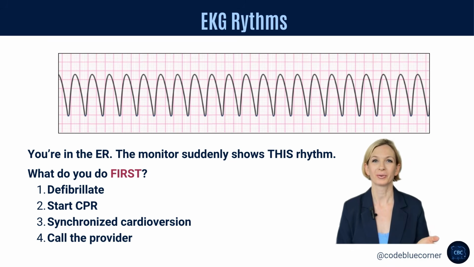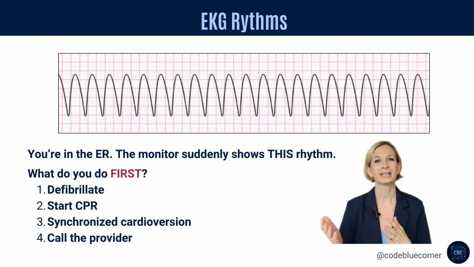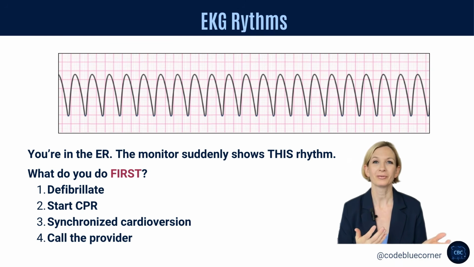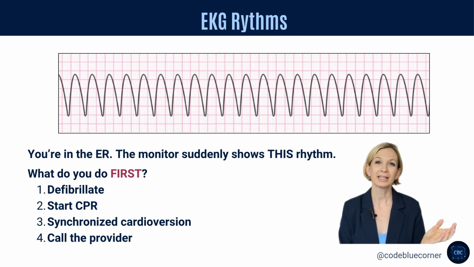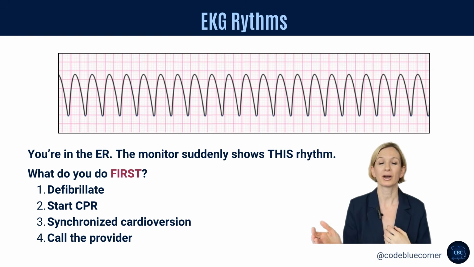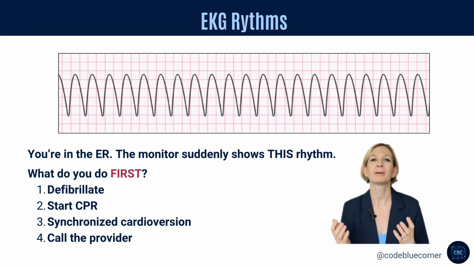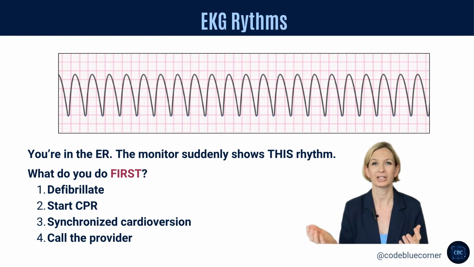Remember our first question. You walk in the room and see this rhythm. What do you do first? The answer is check for a pulse. That determines everything. Pulse present, we're going to do synchronized cardioversion or meds depending on the stability of the patient.